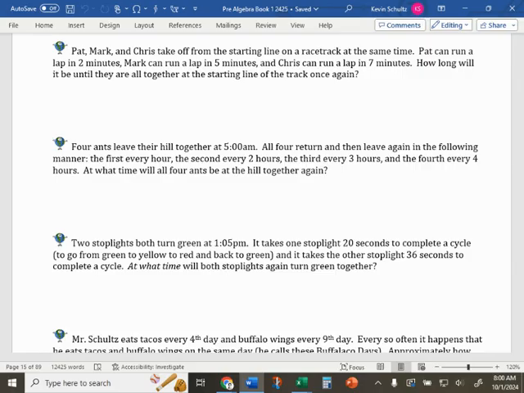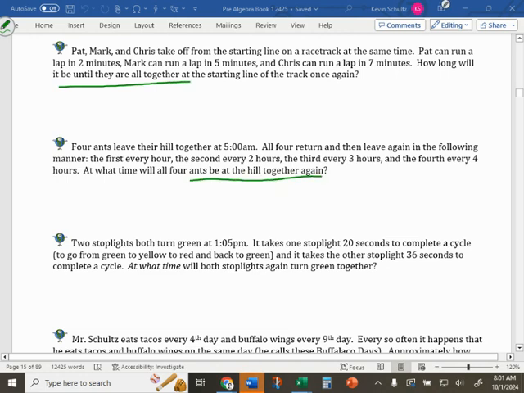What are you noticing is kind of similar between all of these questions? What verbiage? What are you being asked? What similarities can you draw from this? Callie, go ahead. It's like saying, when will they all be back together again? Yeah, okay. So in all of these, it's saying when are they all together? When will the ants be all together? When will the stoplights turn green together? Okay? So in a least common multiple question, you're looking for when something is going to happen again.